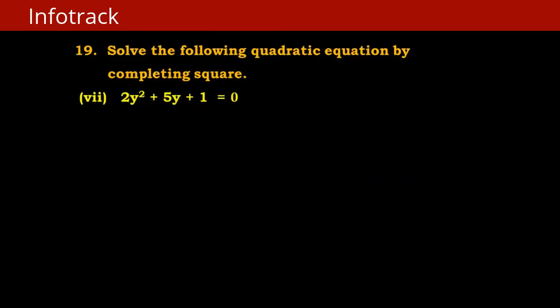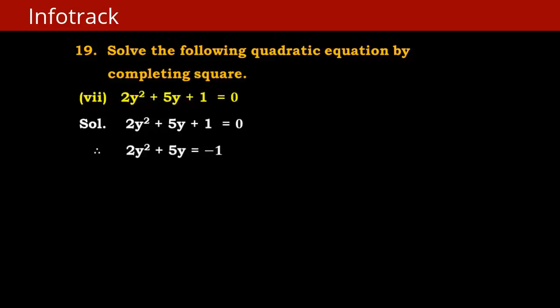See student, very carefully. 2y square plus 5y plus 1 is equal to 0. You have to solve this by the completing square method. Now see, the coefficient of square term is 2, so we have to make that 1. At the same time the constant term should be at RHS. So 2y square plus 5y is equal to minus 1.